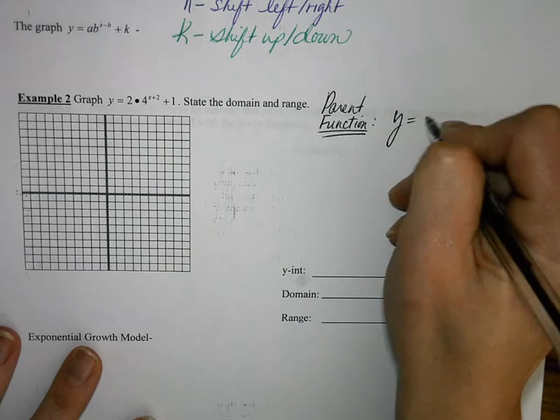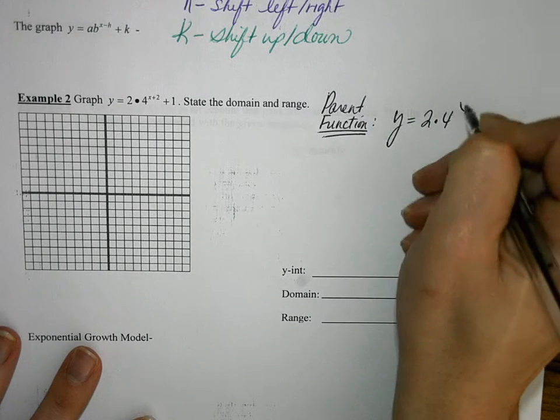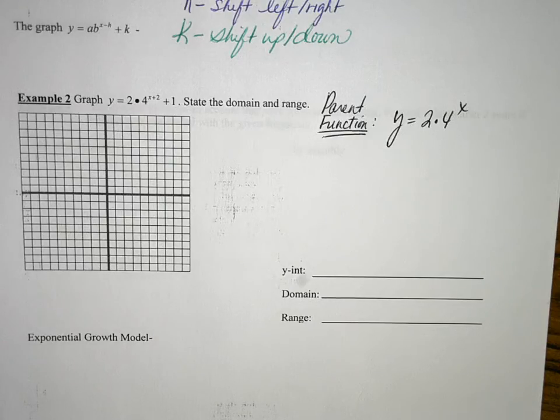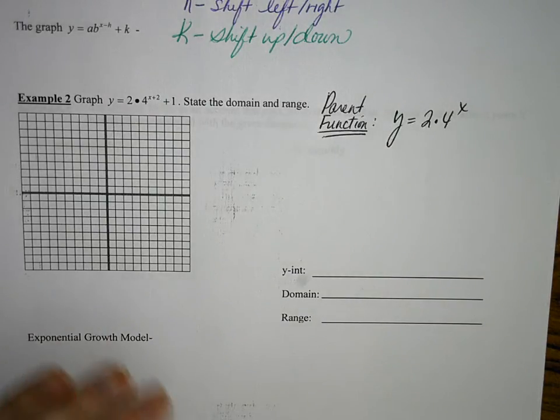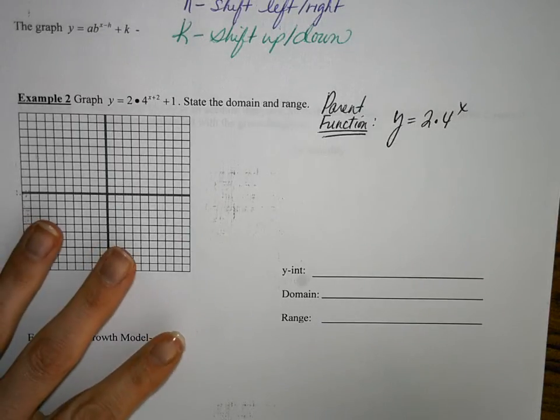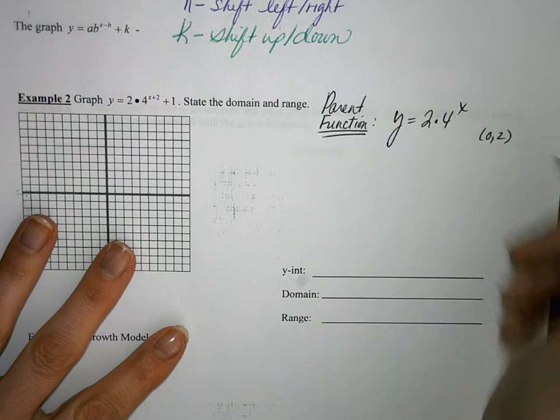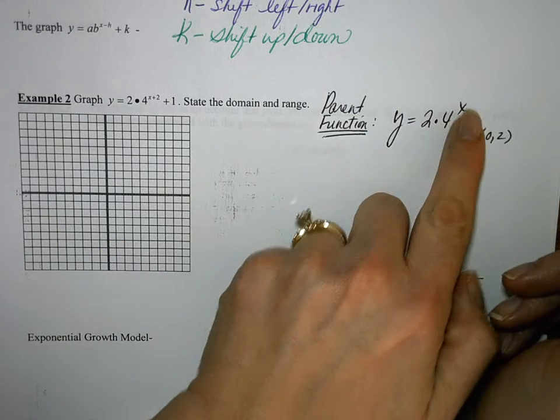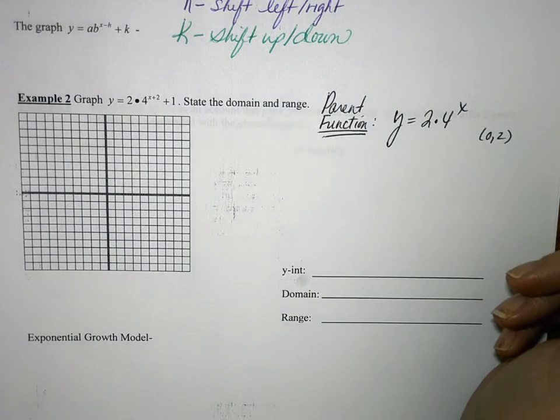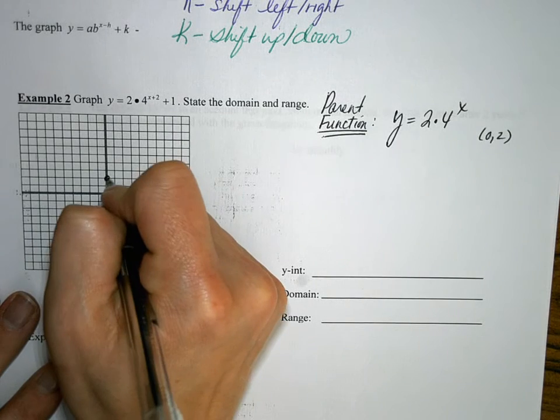Beautiful. Y is equal to 2 times 4 to the x power. Becky, can you give me one point that would be easy to graph on my parent function? 0, 2. I love it. It's at 0, a. If I put 0 in here, 4 to the 0 is 1 times 2 is 2. So 0, 2. I'm going to put this on my graph here at 0, 2.